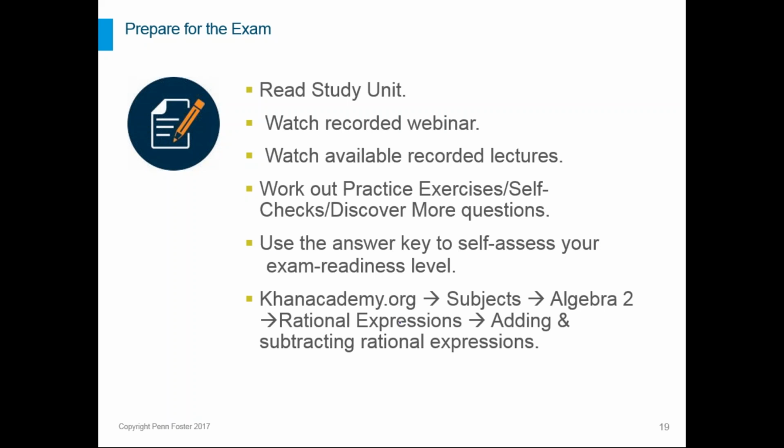Also, an outside resource, I was asked before to provide an extra resource that students can go to for more learning and videos, would be khanacademy.org. Go to subjects on the top left, click on subjects, click on Algebra 2, and then click on rational expressions. Now, rational expressions is another name for algebraic fractions. And from there, you will see a topic that says adding and subtracting rational expressions. That's not mandatory. If you don't want to go there or watch their videos, you are not required to do that.